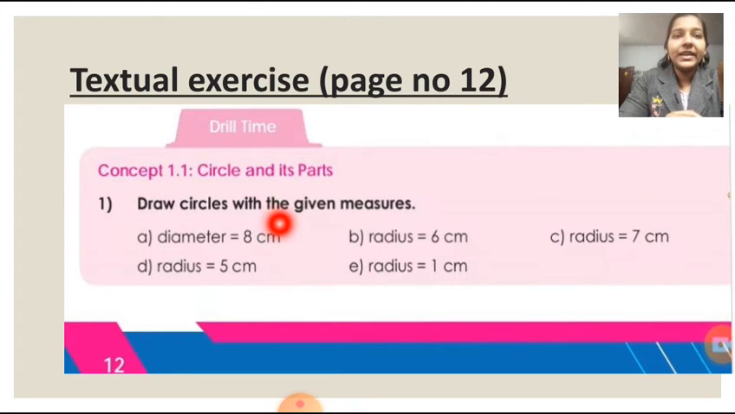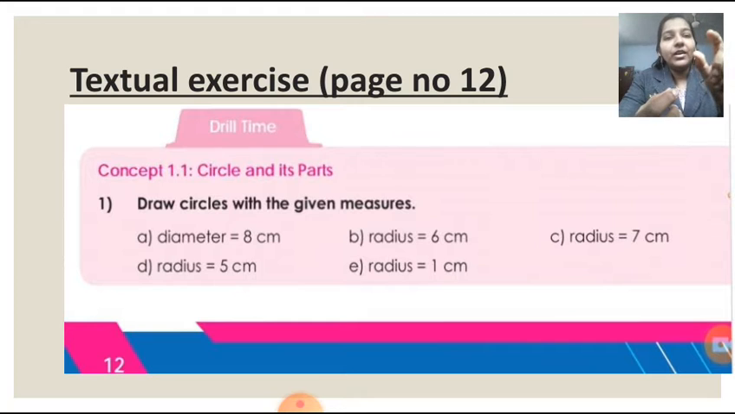Then you will get the radius. Okay. So, that is 8 divided by 2 is 4. So, you can take the measurement 4 to draw the circle. Okay. Don't take 8 in your compass. Don't take that. We cannot draw with the 8. Okay. Then that is wrong.